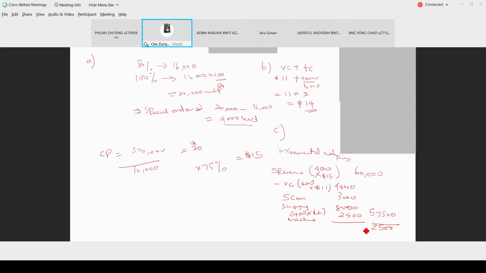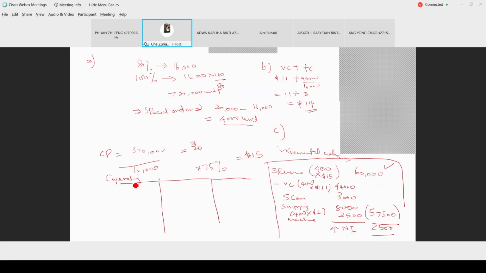So ada lagi extra income lah kan, kalau dia accept this special order. Sebab dia boleh jual, ada pertambahan dalam revenue sebanyak 60,000 dan this is the increasing in cost when you produce another 4,000 for special order. So it will increase net income. Kalau you buat macam ni saja pun okay. Or you also can do like what we do before, what we did in terms of this current operation.